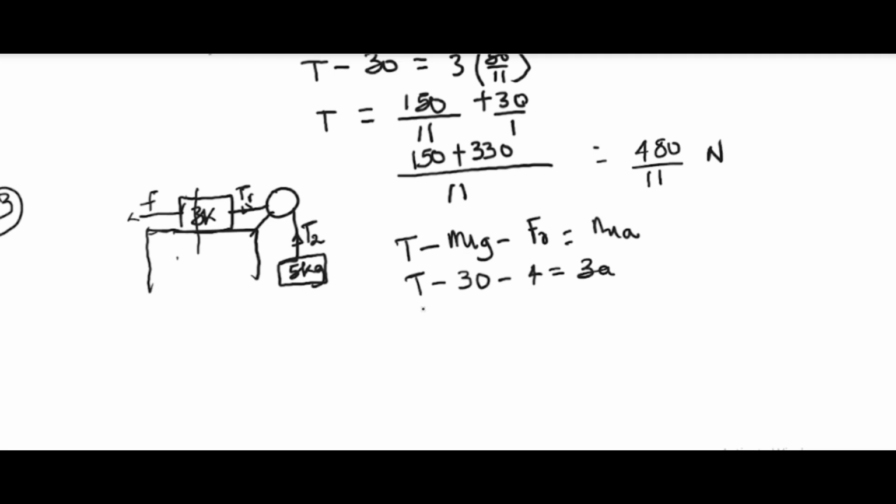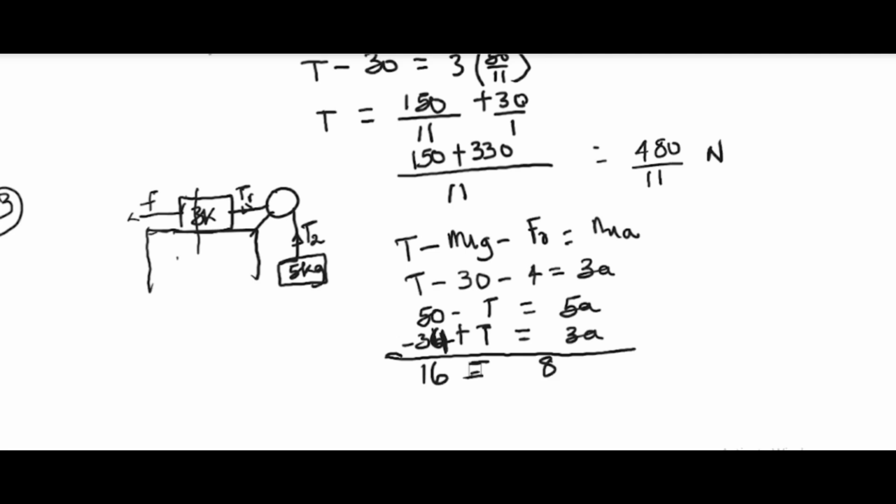So our second equation, weight is heavier. So we have 50, that's 5 times 10, minus tension, there's no friction on that end, to be equal to 5A. So that second equation, if I rearrange, minus 30 minus 4 will give us what? Minus 34. Then this T is positive, plus T is equal to 3A. So if I add the two equations, minus T plus T will give us 0, and then we'll have 8A. Dividing both sides by 8, the coefficient of A, we'll have our acceleration to be equal to 2 meter per second squared.